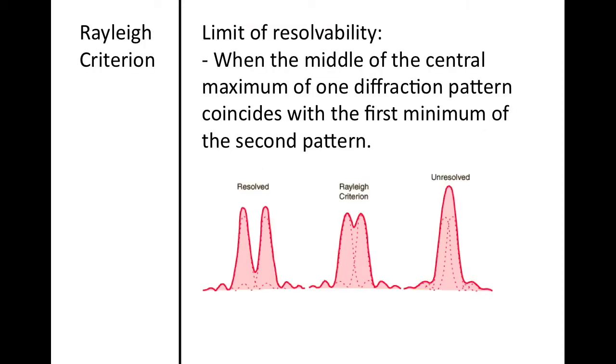There is a limit to which two objects can be distinguishable, and this is called Rayleigh's criterion. Rayleigh's criterion states that the limit of resolvability is when the middle of the central maximum of one diffraction pattern coincides with the first minimum of the second pattern. So here is the middle of the central maximum of the first diffraction pattern, and here is the minimum of the second pattern. If we go beyond this point, we will be unable to view the two separate maxima, and we call this being unresolved.